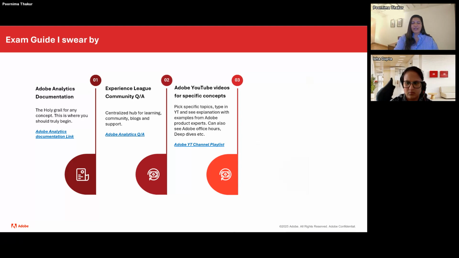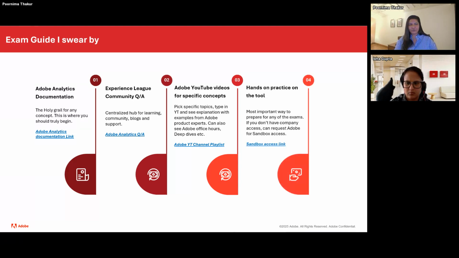Last but not least, hands-on practice on the tool. Like we covered in the previous slide, this is not like a professional exam where it is only recommended; it is essential. You have to get your hands dirty. Take the admin access, go to the classification rule builder, understand how variables are classified, and understand what processing rules are set up in the backend. You need to schedule reports. You need to make mistakes and learn from them. Hands-on practice is the best way to learn.